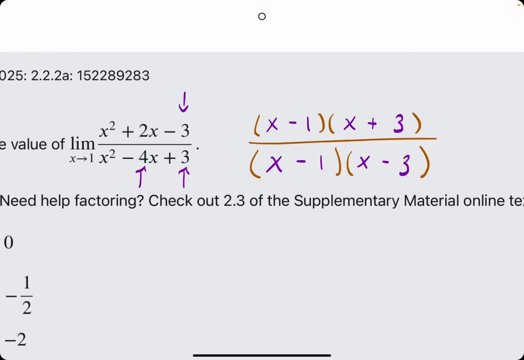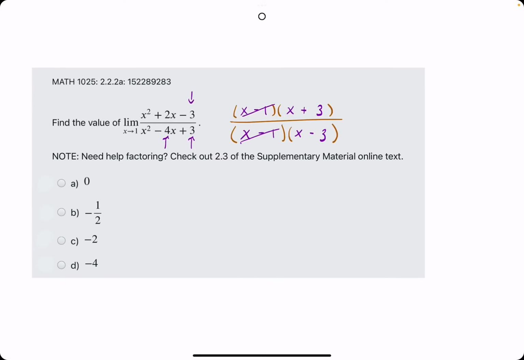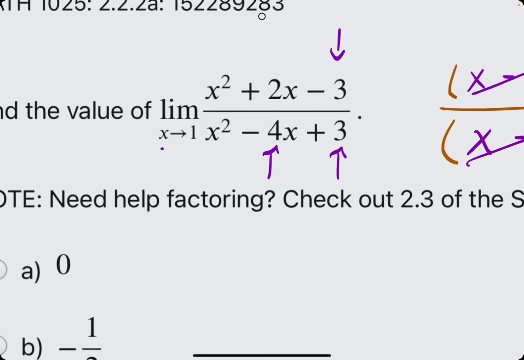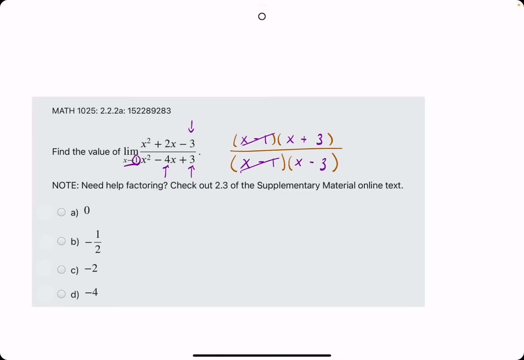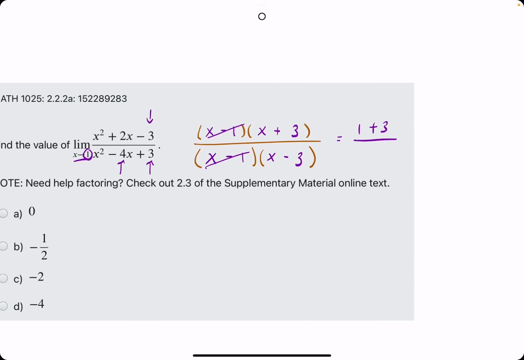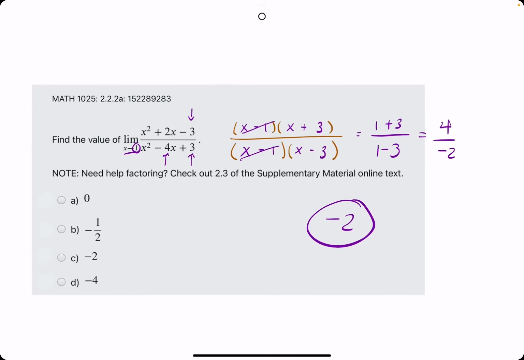All right, so we have matching terms top and bottom there. The x minus 1's cancel. We're just left with x plus 3 over x minus 3. And again, we basically just plug in the x value that they provide us. So in this case, it is 1. So we do 1 plus 3 over 1 minus 3. We get 4 over -2. 4 divided by -2 is -2. Break out the eraser to see that C is our answer.